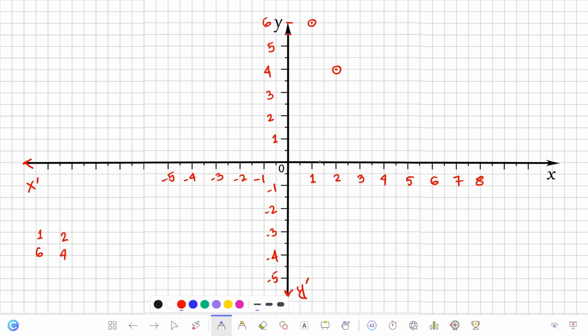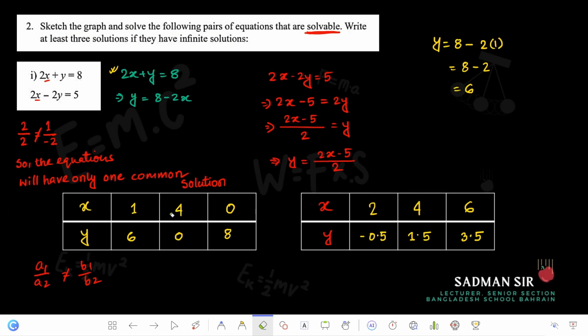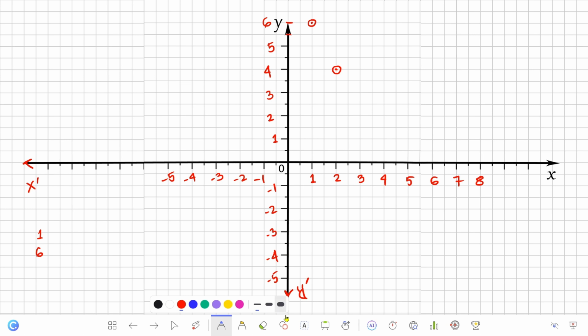And then we have, I think I took the second point wrong. The second point was, I will go back to the previous slide and check. Oh, the second point was, here you can see 4 comma 0 and 0 comma 8. So 4 comma 0 is the second point. I will erase it and replot it. Sorry, 4 comma 0, it should be this point.